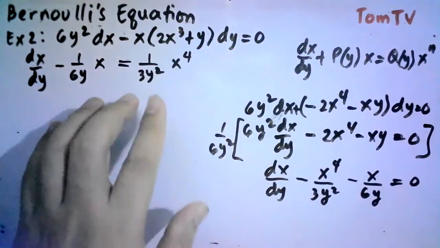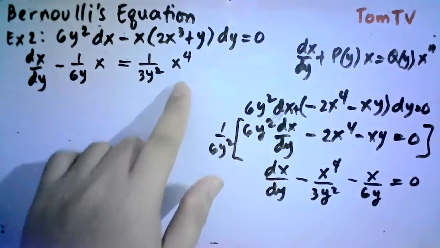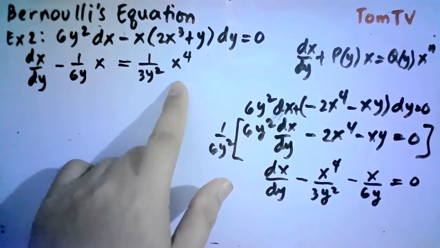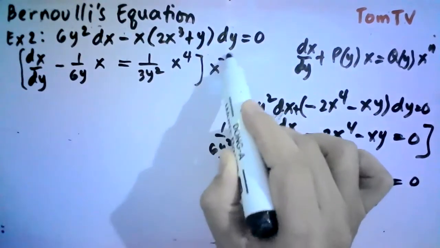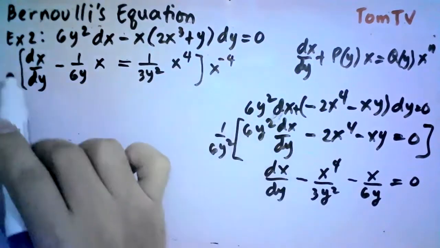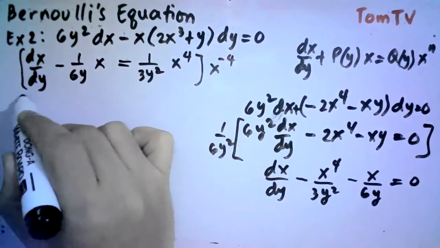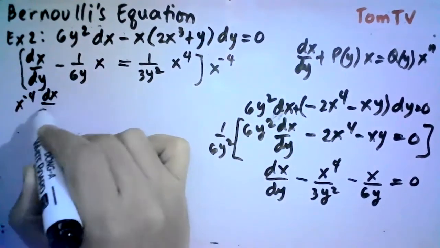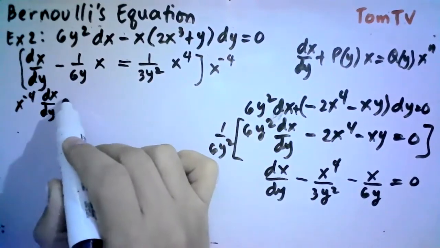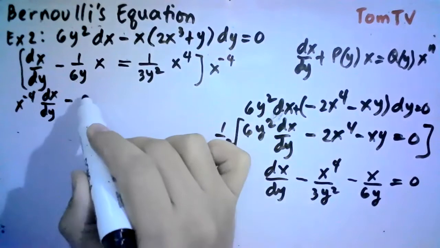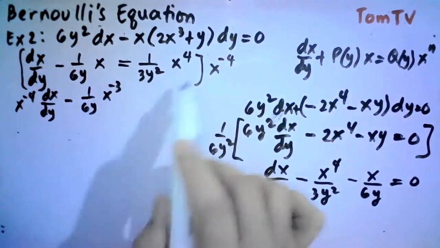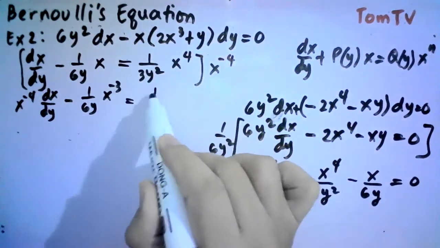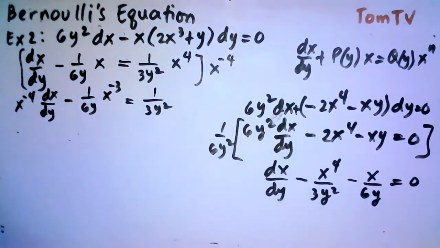Now after we follow this format, of course we have x to the fourth, so we must multiply its reciprocal, which is x raised to negative 4. When we multiply this one, this will become x negative 4 dx over dy, and then minus 1 over 6y, x negative 3. And then this one, of course, 1 over 3y squared. Okay, so I will erase this part.